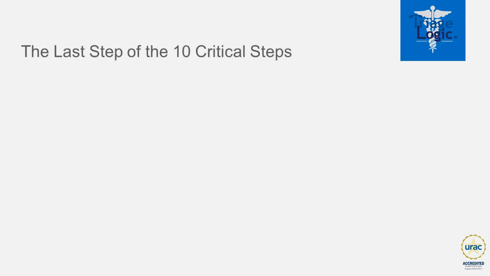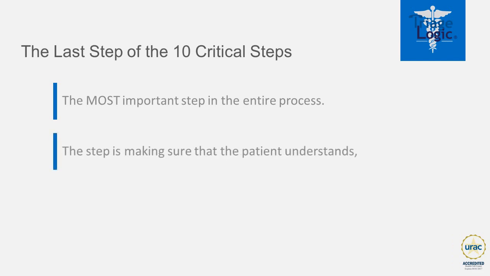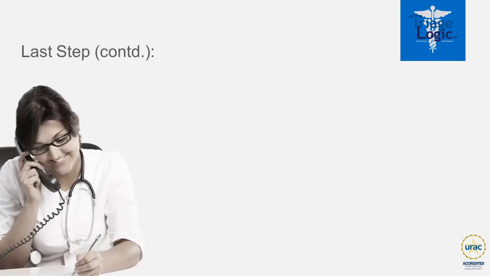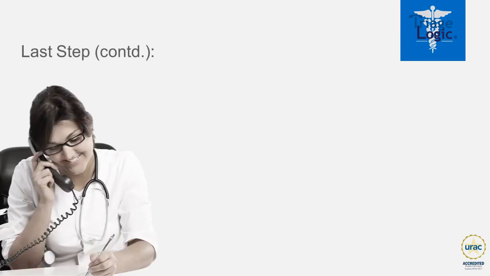Finally, the last step of the 10 critical steps to a triage call is perhaps the most important step in the entire process. It is making sure your patient understands the care advice, callback symptoms, and is willing and able to follow the plan of care that you went over with him. Steps 1 through 9 will not mean much if your patient doesn't understand what was told to him.